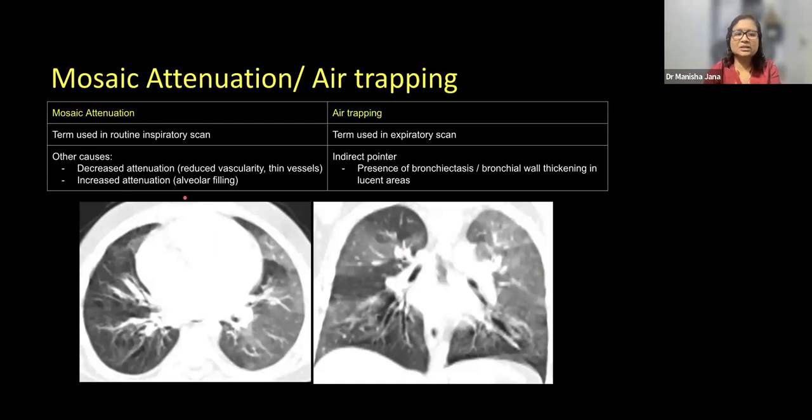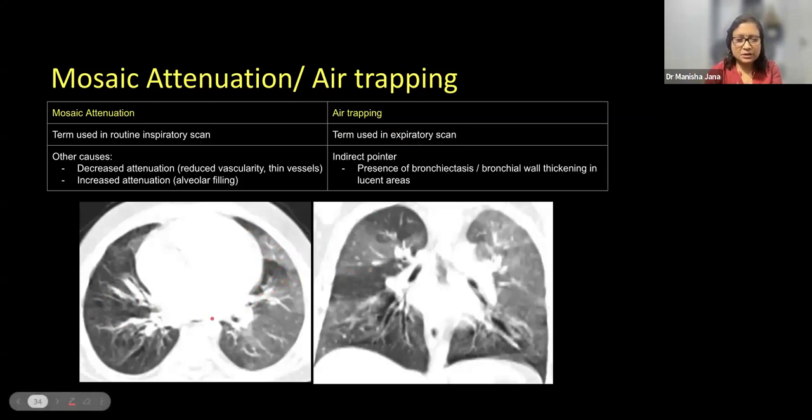Now the mosaic attenuation can be either because the white area is abnormal or ground glass and the black area is normal. That is one possibility. And the second possibility is the white area is normal and the black area is abnormal. In that case, it is because of air trapping. But the term air trapping should ideally be used in an expiratory scan only, because in an expiratory scan only you can prove that yes, this area is getting accentuated, it is remaining much more black. So then it is known as air trapping.